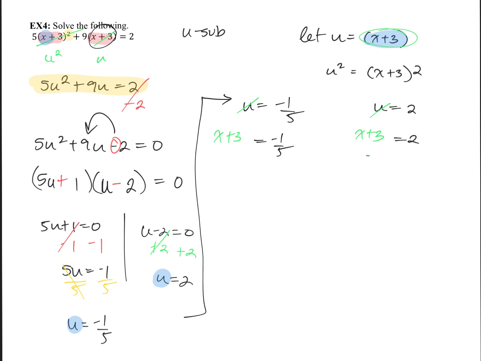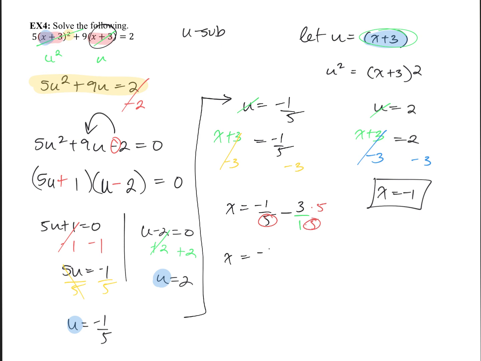Let's solve the easier one first, since we don't have to work with fractions. And we get x equals negative 1. And on the other one, we're going to have to work with fractions. Let's subtract 3 from both sides. We have x equals negative 1/5 minus 3. We'll put that over 1. We have to build up the denominators. Let's multiply the top and bottom by 5 to create the common denominators of 5. We get x equals negative 1 over 5 minus 15 over 5. So x equals negative 16 over 5.